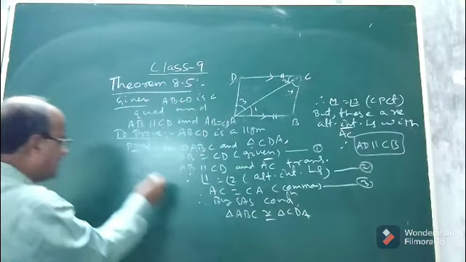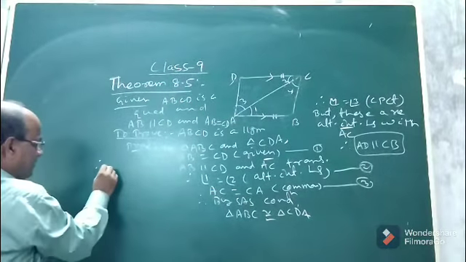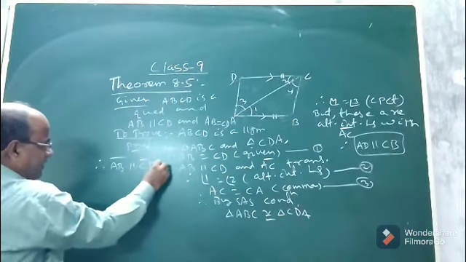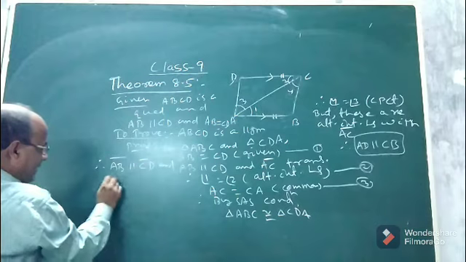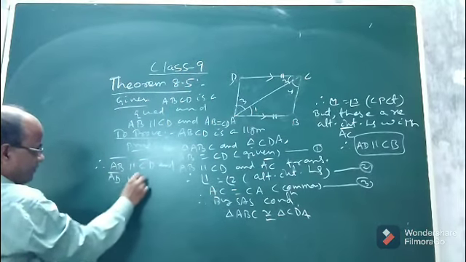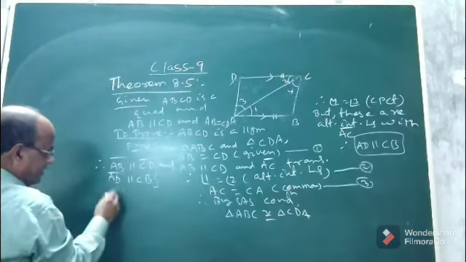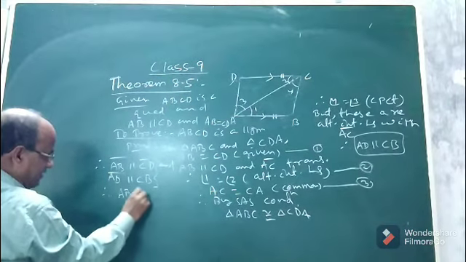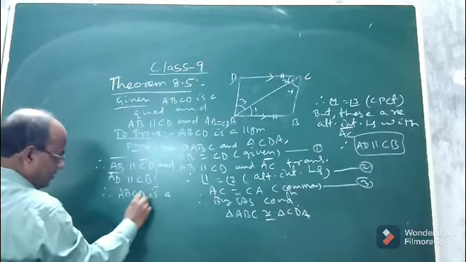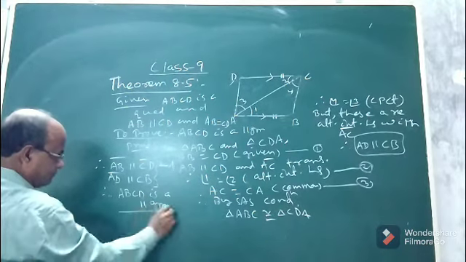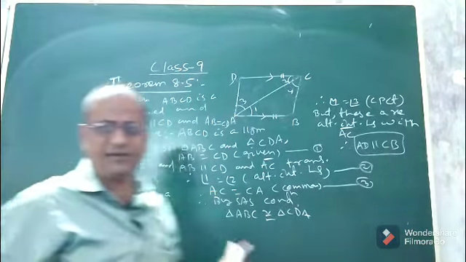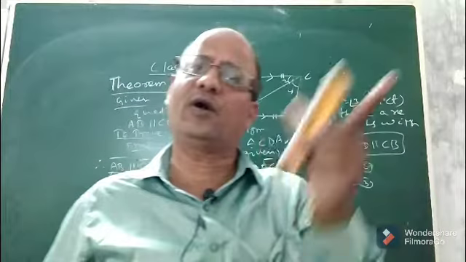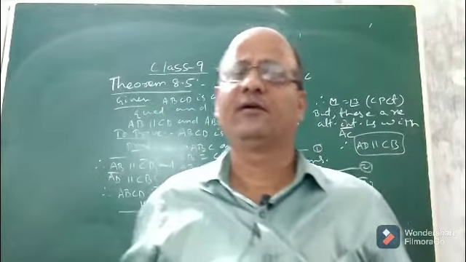So what will I write then? Therefore after that step, therefore AB parallel to CD it was given, and AD parallel to CB we proved. So these two conditions show that ABCD is a parallelogram. So this established that the quadrilateral ABCD, whose one pair of opposite sides equal and parallel, is a parallelogram.